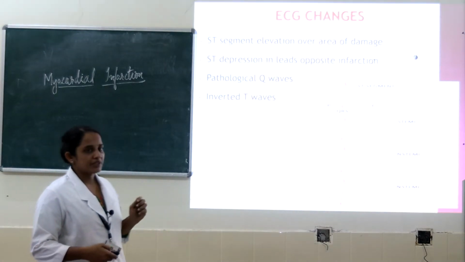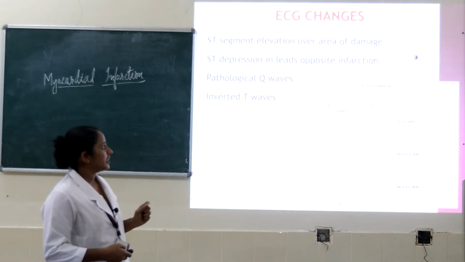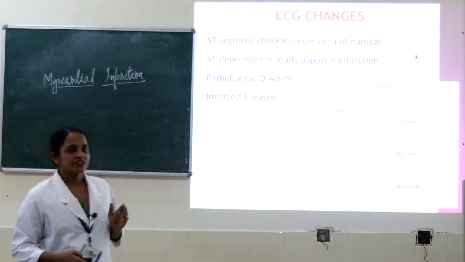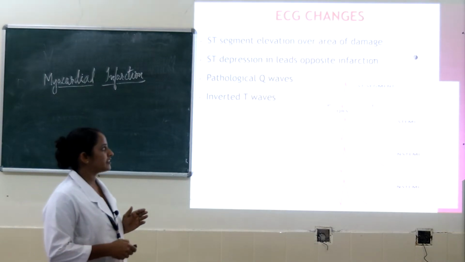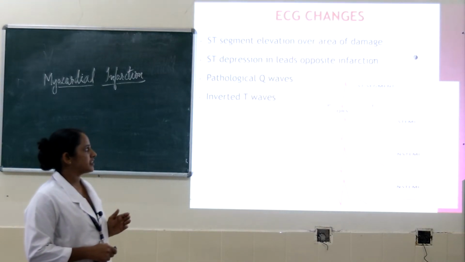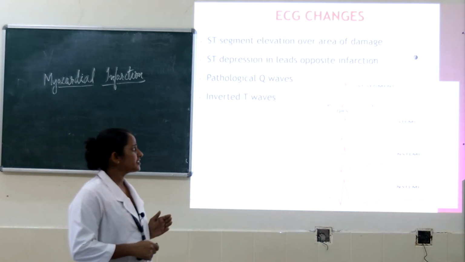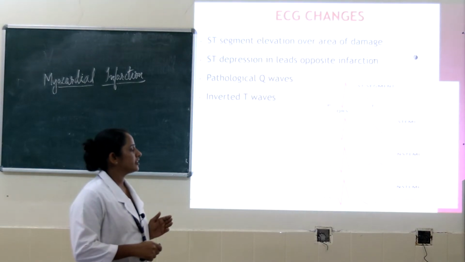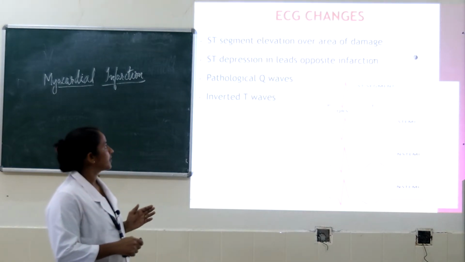The next important diagnostic measure is ECG changes. In ECG, the ST segment changes are very important. So what is the ST segment? From this ECG we can identify that the ST segment is the end of the QRS complex and the start of the T wave. Normally it is an isoelectric line.